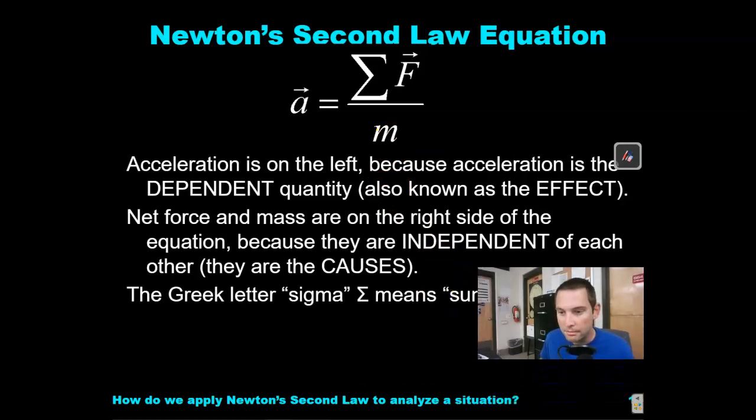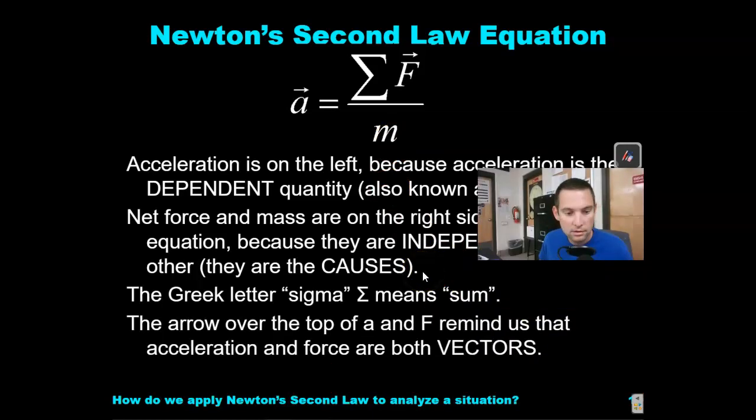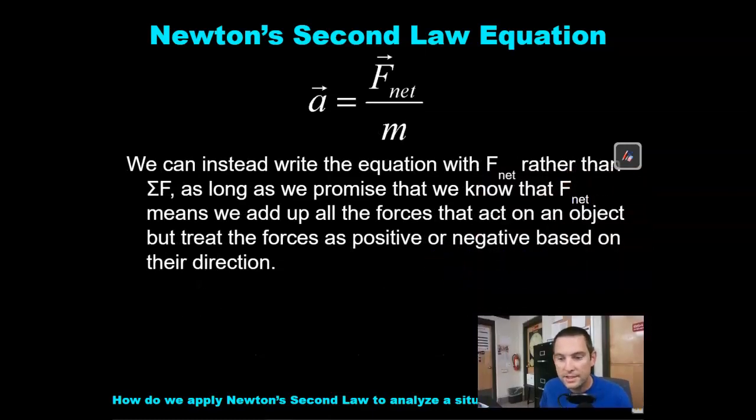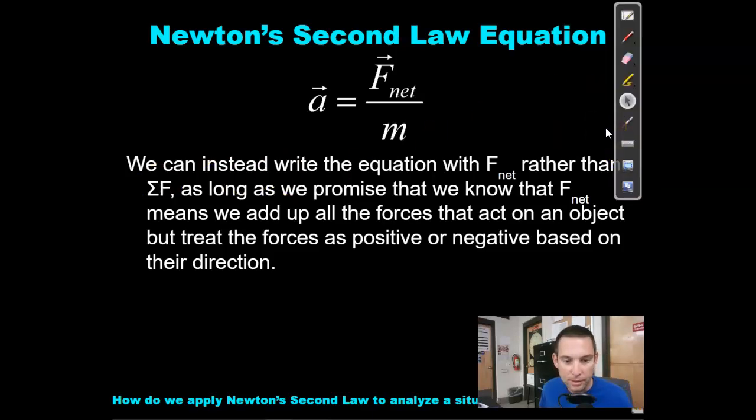Greek letter sigma means sum. The arrow over the top of a and F remind us that acceleration and force are both vectors. We can instead write the equation with F net rather than sigma F, as long as we promise that we know that F net means to add up all of the forces that act on an object, but treat the forces as positive or negative.